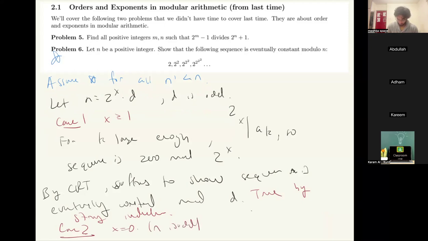Okay. And then it follows from star for phi of n, right? Because now I can really use phi of n because n is coprime to 2. Right. Does it make sense?